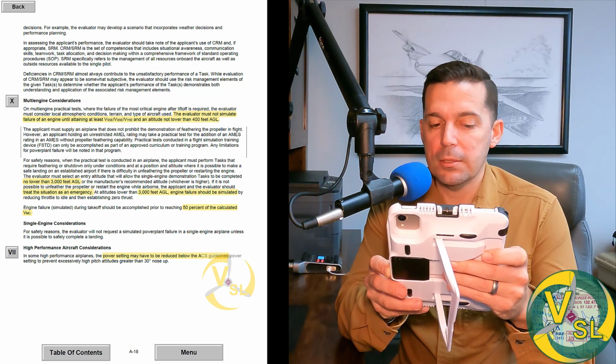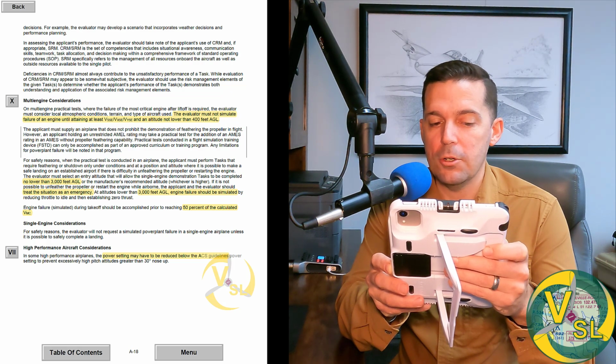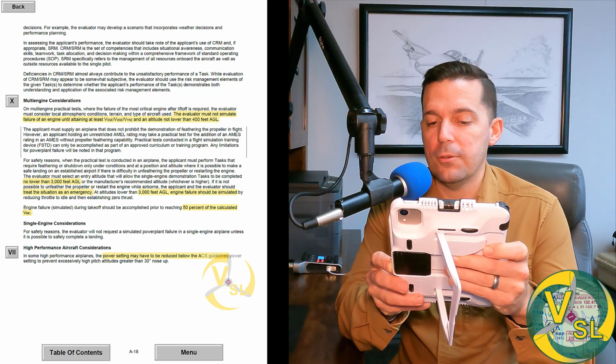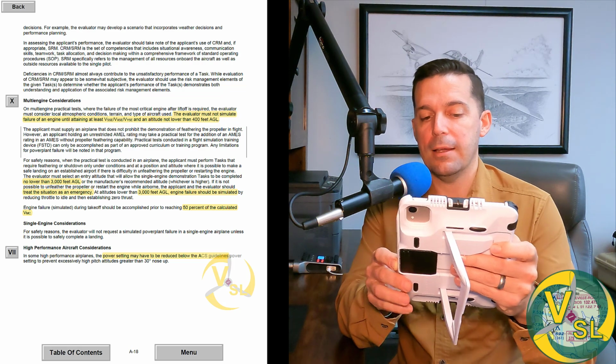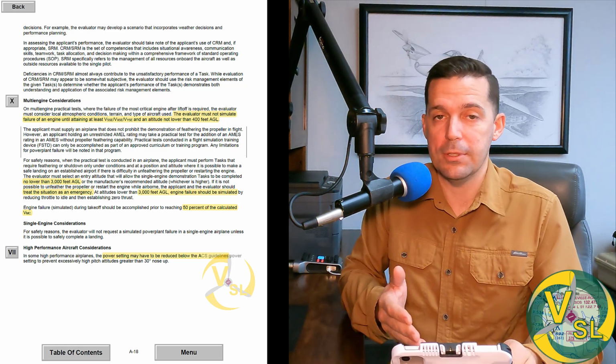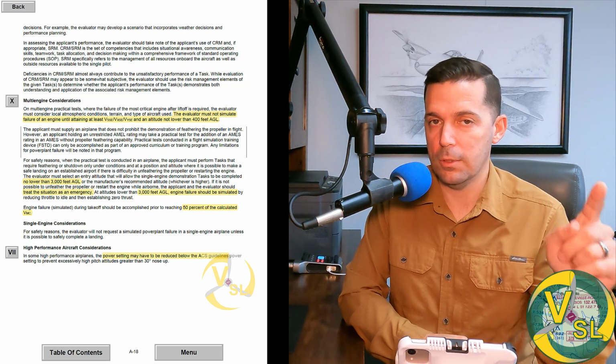If it is not possible to unfeather the propeller or restart the engine while airborne, the applicant and evaluator should treat the situation as an emergency. At altitudes lower than 3,000 feet AGL, engine failure should be simulated by reducing throttle to idle and establishing zero thrust. So I've been talking about that already a couple of times here. When I simulate a failure below 3,000 feet, I'm going to do that only with the throttle.